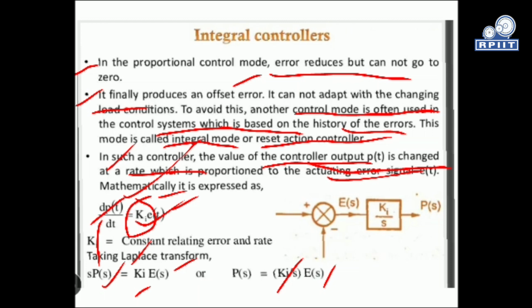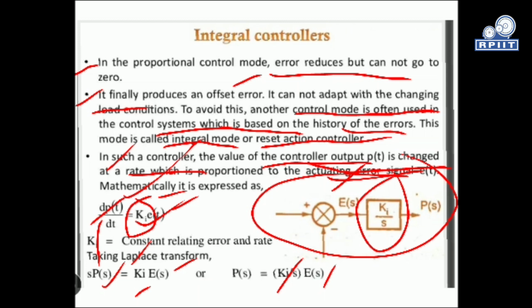If we draw the block diagram for the integral controller, it looks like this. E(s) will be the input, Ki by s will be the integral constant, and P(s) will be our output. This is the complete structure of the integral controller.